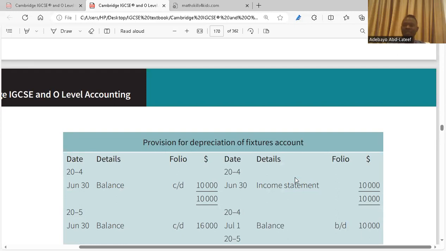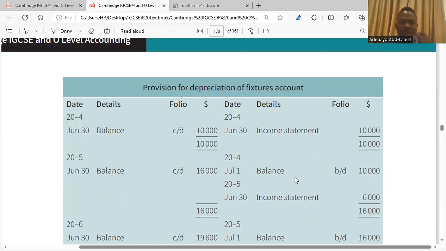On the credit side, when you are preparing your provision for depreciation account, you credit the income statement, because you have debited the account itself, the nominal ledger for that asset. The asset has a debit balance, so the provision for that asset must have a credit balance. If not, then something is wrong. Now, for your provision for depreciation, which has a credit balance in the income statement, the balance carried down, you balance it, which is the same amount, 10,000.